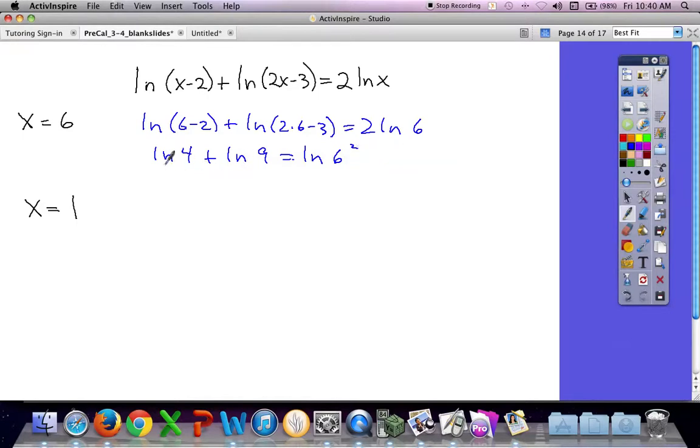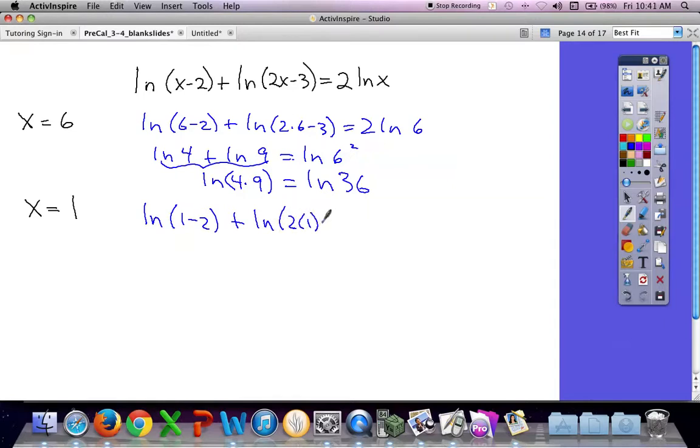These I can condense. That's the ln of 4 times 9, right? And on this side, it's the ln of 36. So obviously that's true. It checks. Now, see what happens if I plug in the 1. ln of 1 minus 2 plus ln of 2 times 1 minus 3 equals 2 times the ln of 1.